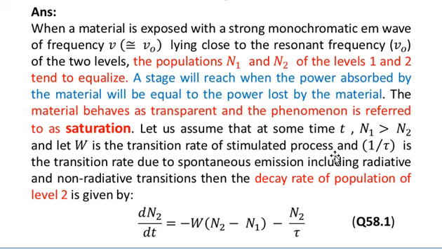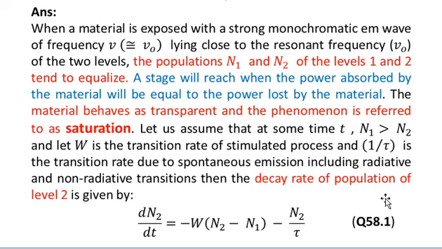Let's assume that at some time t, N1 is greater than N2, that is, the population of level 1 is greater than the population present in level 2. And let W be the transition rate of the stimulated process. That is, W is the transition rate of stimulated emission and also that of stimulated absorption. For both these stimulated processes, the transition rate is W. And 1 over tau is the transition rate due to spontaneous emission, including radiative and non-radiative transitions.